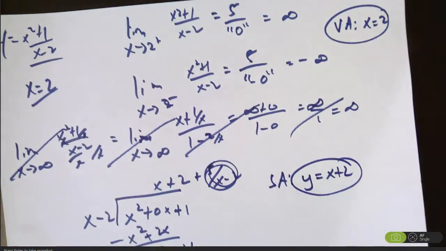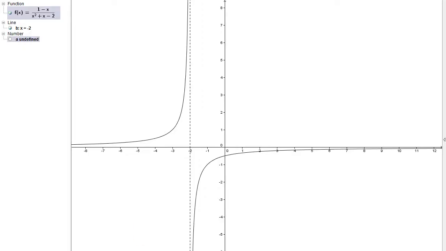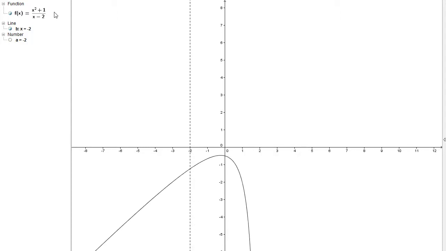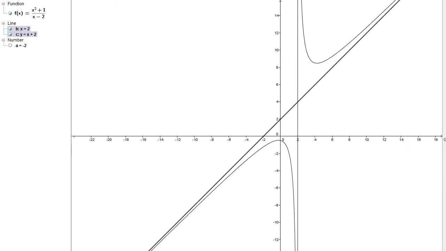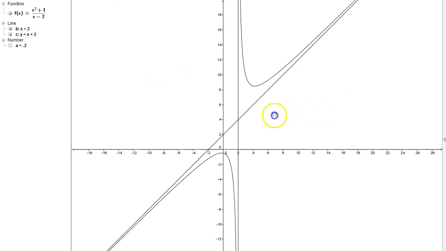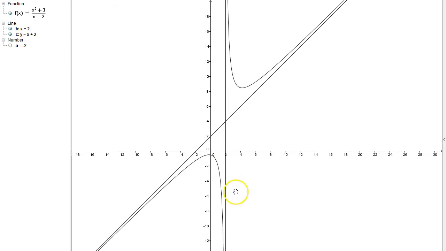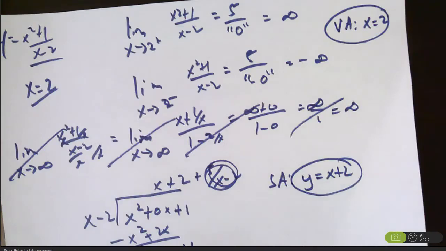And let's take a look at that graph. X squared plus 1 divided by x minus 2. So vertical asymptote is x equals 2. There. Slant asymptote, y equals x plus 2. And if I zoom out of the graph, you can see that it's following that slant asymptote and following the vertical asymptote.